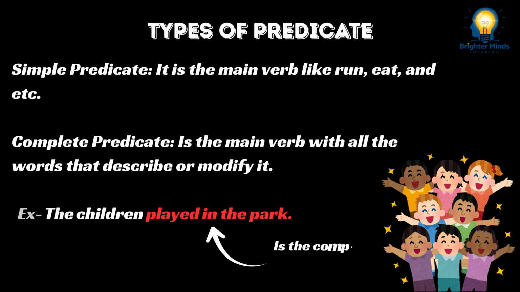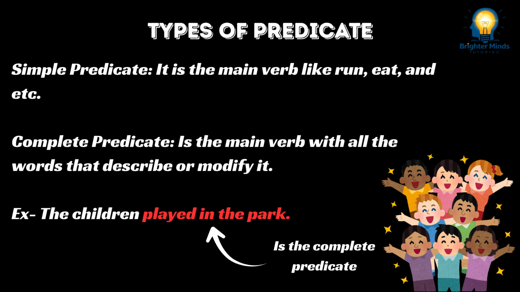Just like subjects, predicates can be simple or complete. The simple predicate is the main verb or action word, while the complete predicate includes the verb and all the words that describe or complete its meaning. For example, in the sentence, the children played in the park, the simple predicate is played, and the complete predicate is played in the park.